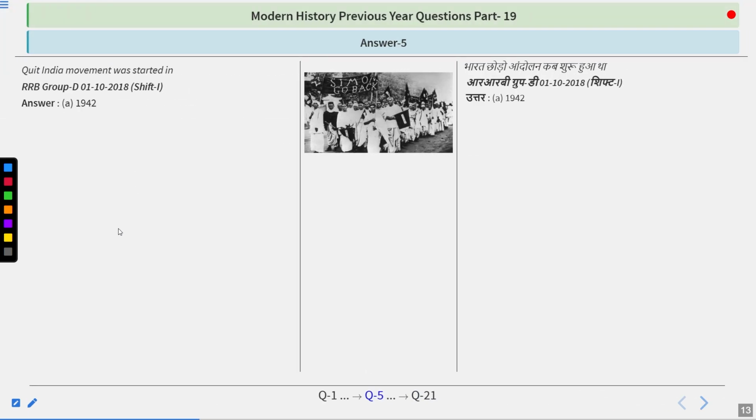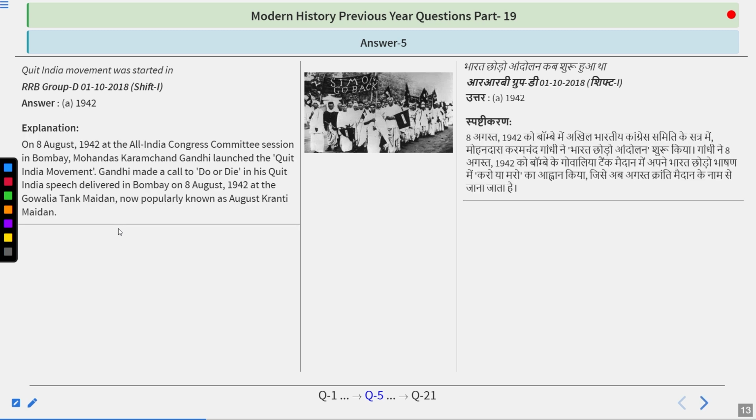And you're right. The answer is 1942. On 8th August 1942, at the All India Congress Committee session in Bombay, Mohandas Karamchand Gandhi launched the Quit India movement. Gandhi made a call to do or die in his Quit India speech delivered in Bombay on 8th August 1942 at the Gwalior Tank Maidan, now popularly known as Agast Kranti Maidan. And do remember that during the period of 1940 to 1946, Abul Kalam Azad, who later became the first education minister of our country, was the president of Congress for all these years from 1940 to 1946. So do remember that also.